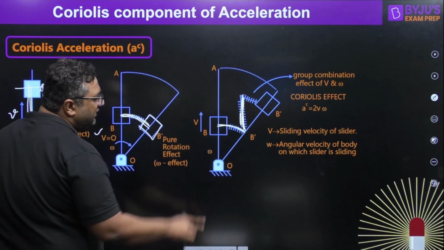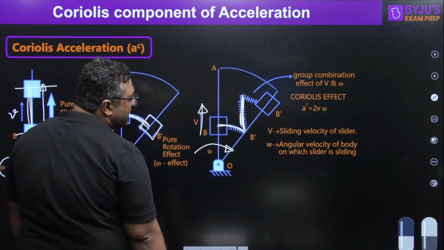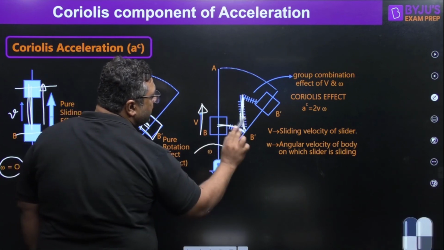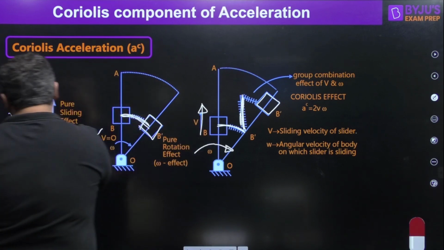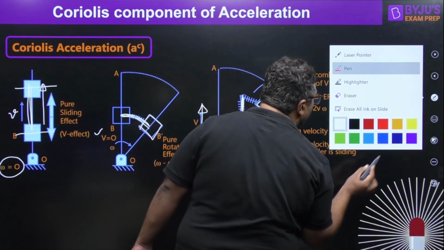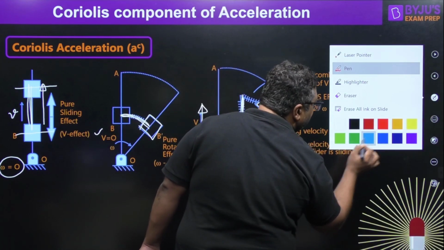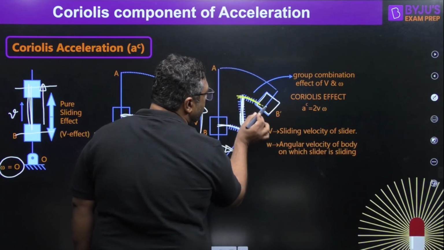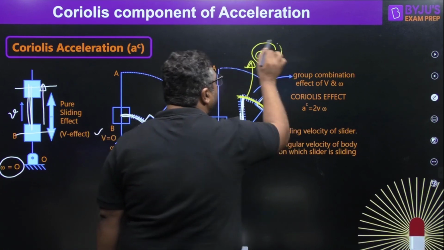But you know that if this is a slider and the body is rotating with omega and the slider is going with v, the slider will not be reaching this position, but it would be reaching this position. And my dear, that extra motion, if you are capable of identifying it, this extra motion is coming due to that Coriolis component of acceleration.